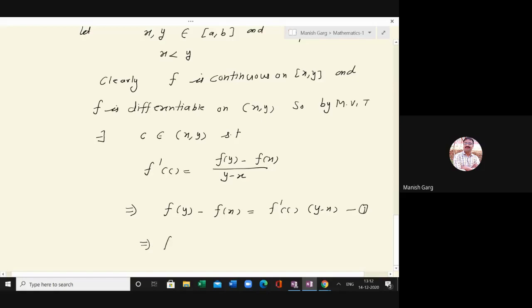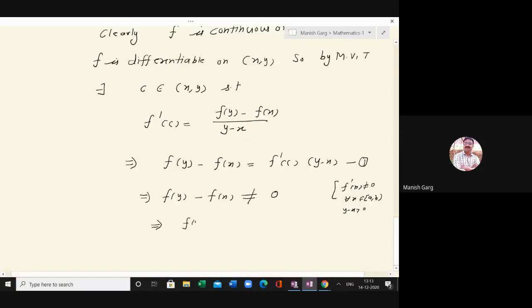Here f dash c is not equal to 0, and y minus x is not equal to 0, so the product is not equal to 0. f dash x is not equal to 0 for all x in (a, b), and y minus x is positive. So you can say f(y) is not equal to f(x). So f is one-one. So you can try many things.